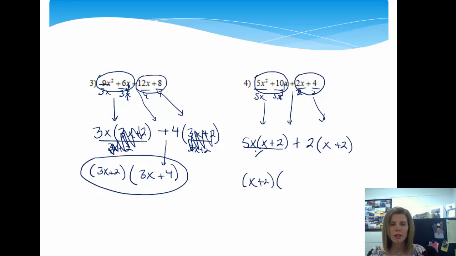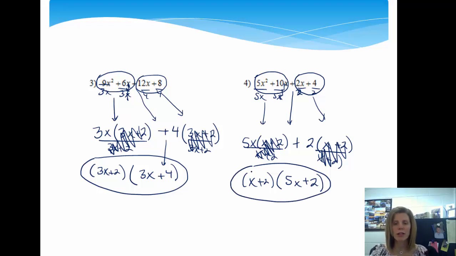We're going to start those parentheses. That gets written underneath each part. The x plus 2 zap each other out. I'm left with the 5x. Bring down that plus sign. The x plus 2 zap each other out, and I'm left with the 2. So that is what my factored answer should look like.